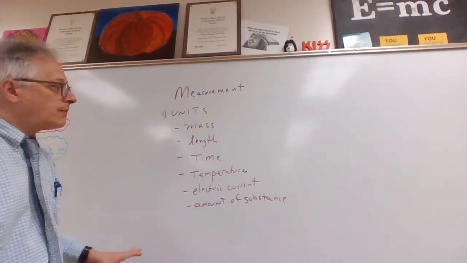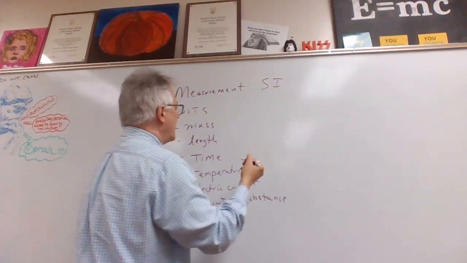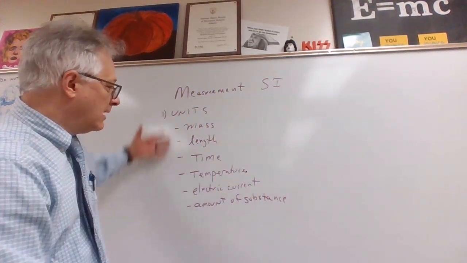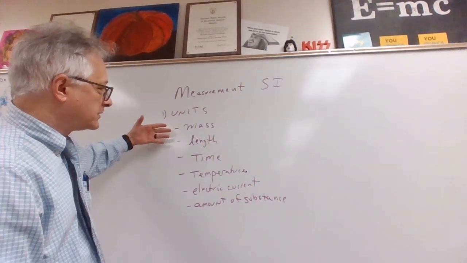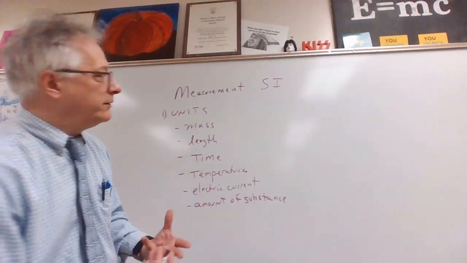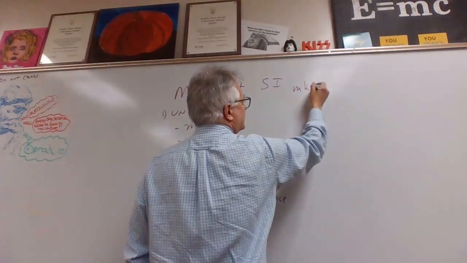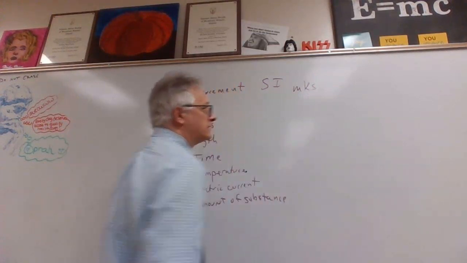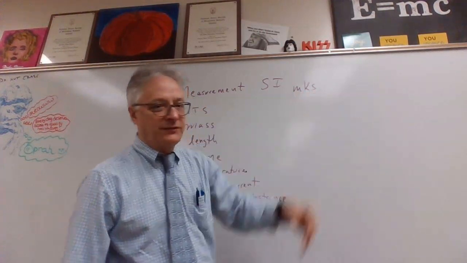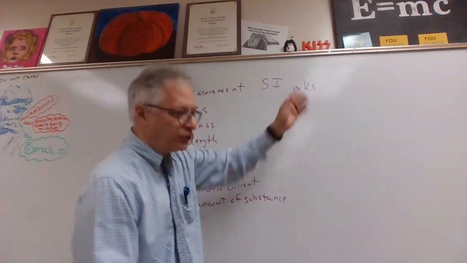Now, measurement, we use what's called the international system, the SI system. Furthermore, to build additional units that we need, other than units that discuss mass, length, time, temperature, current, and amount of substance, we combine units, and it's always based on what's called the MKS system of units. MKS: M stands for meter, K stands for kilogram, and S stands for second. So we make other units out of that. I'll show you that in just a moment.